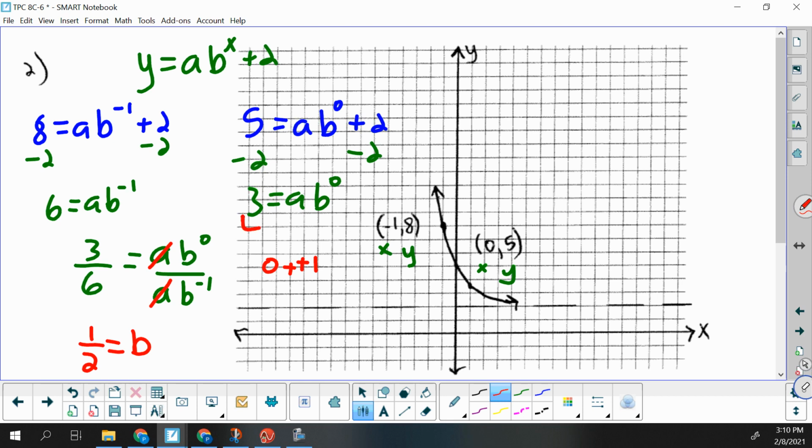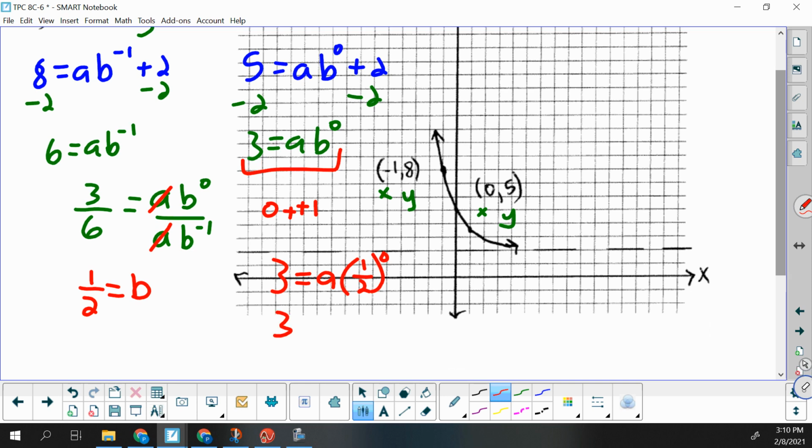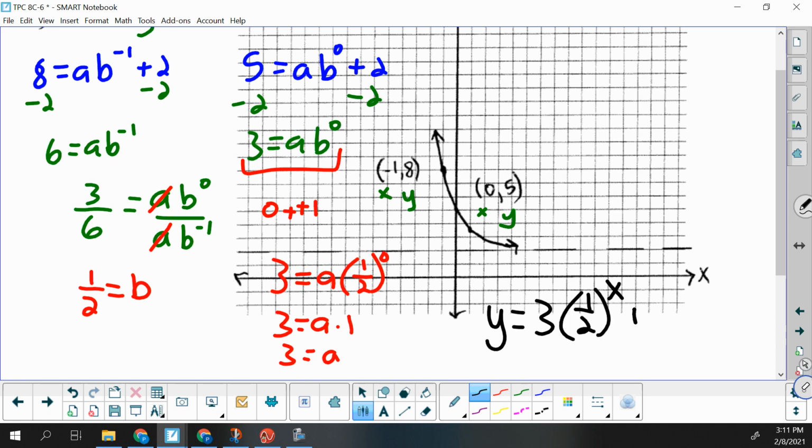We've got something raised to the 0, so let's sub back into that. 3 equals a times 1/2 to the 0. Anything to the 0 is just 1, so 3 equals a times 1, or in other words, a equals 3. Write out your equation now. Y equals 3 times 1/2 to the x, and don't forget to put that plus 2 on the end.